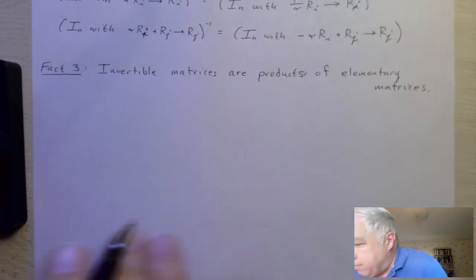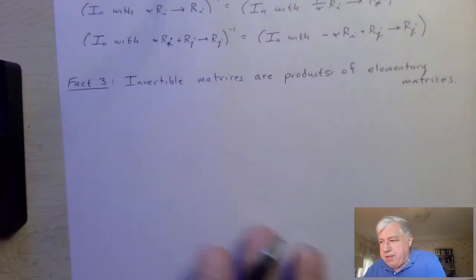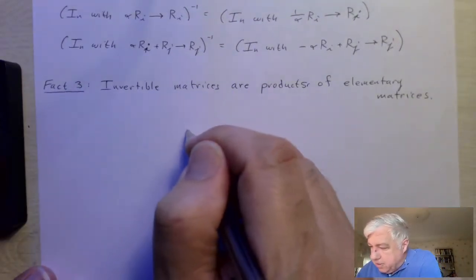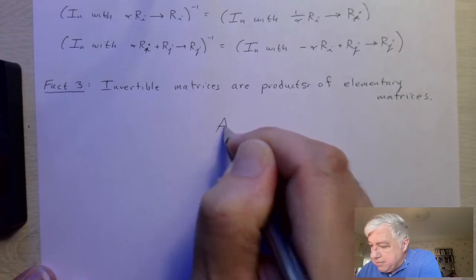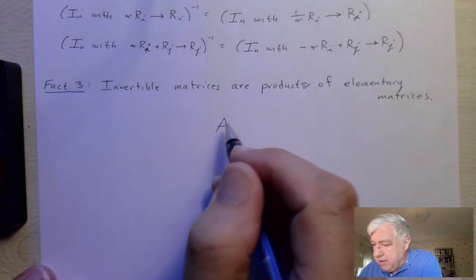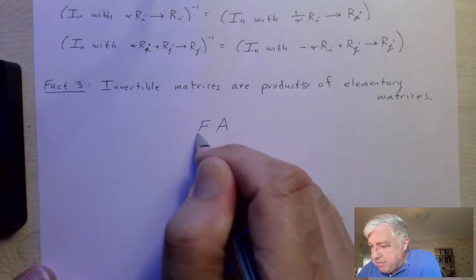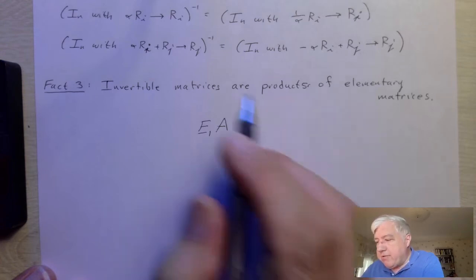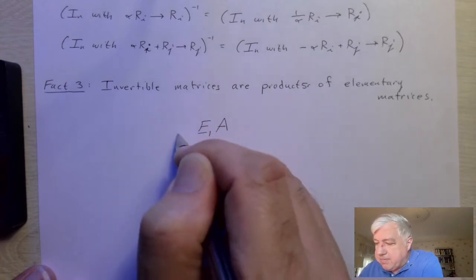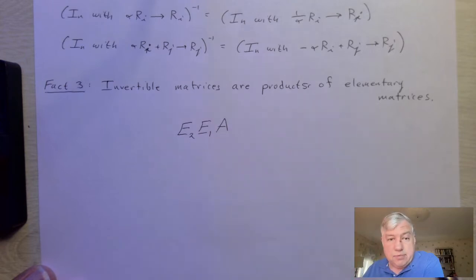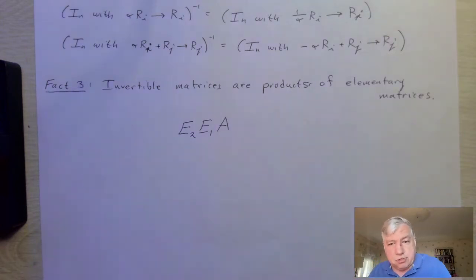So how is that happening? Well, if we start with a matrix A, and if we apply the first row operation, we get E1 times A. And then we apply another row operation that has the effect of multiplying this by E2 on the left, where E2 is the matrix corresponding to the second operation.